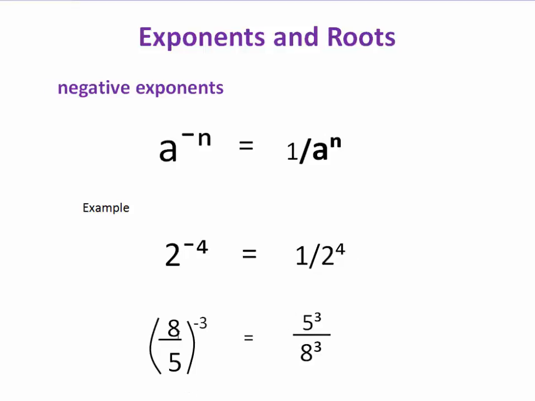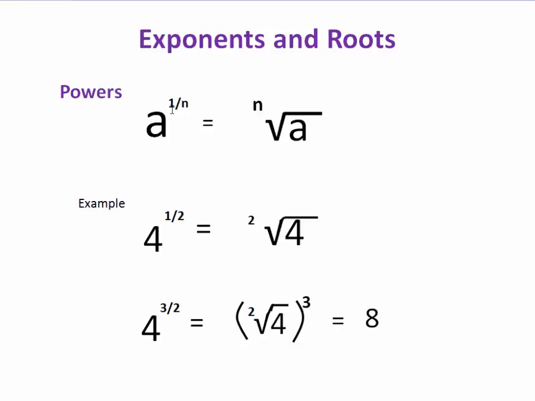If we have 8 divided by 5 in brackets to the minus 3, look at the minus first, so that's the reciprocal of 8 over 5, so that becomes 5 over 8. Then distribute the 3, we get 8 to the power 3 over 5 to the power 3. So do the reciprocal. Anywhere there's a minus, do that first. Get the reciprocal, get that out of the way, and then anything else follows from there. We'll go through some examples of that later.